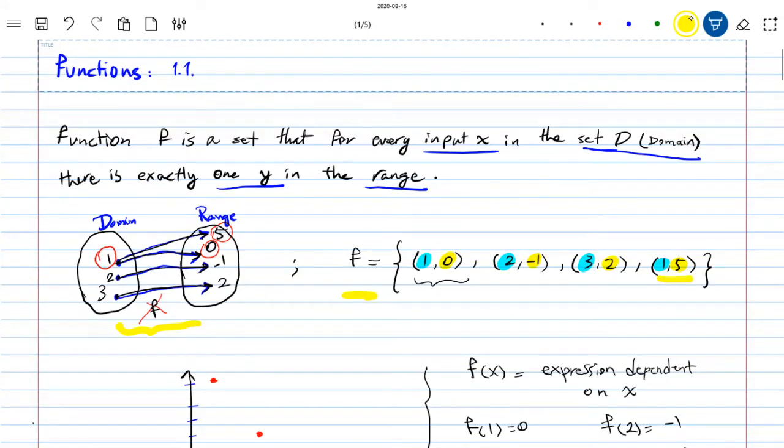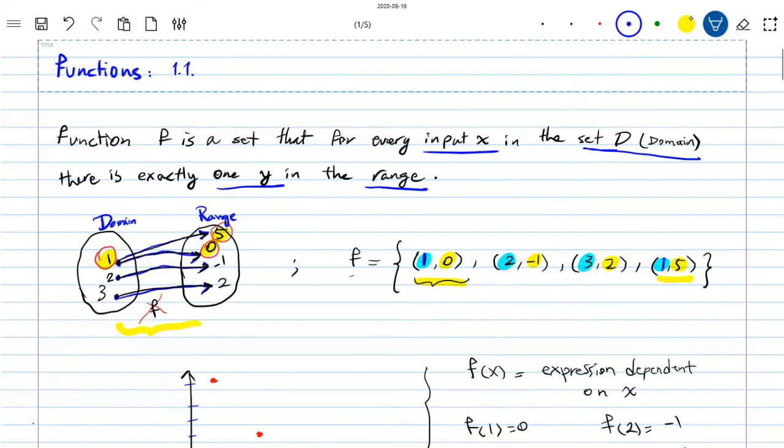So here is the dilemma that we dealt with. We picked 1 and we got 2 different values. In the set version, you will see the same thing. If you pick 1 as your input, you'll get 2 different outputs, both 0 and 5. If this happens, this is not considered a function. It's just a set. We call it a relation, actually.